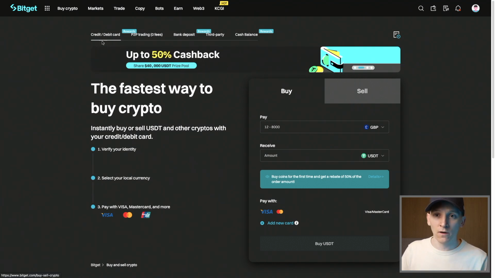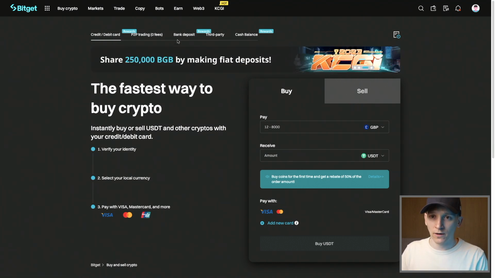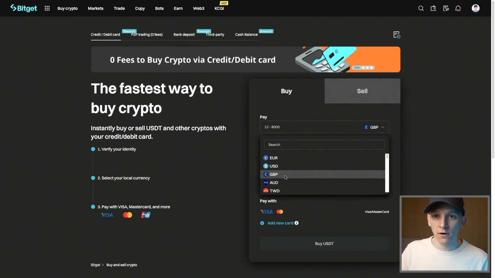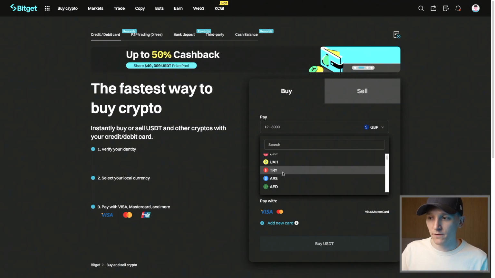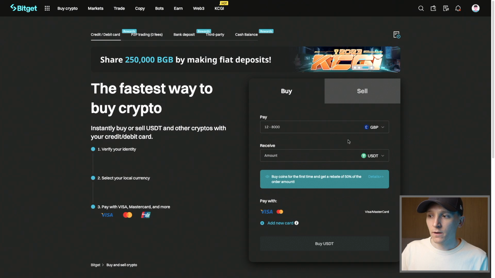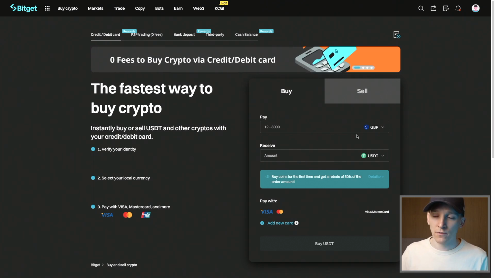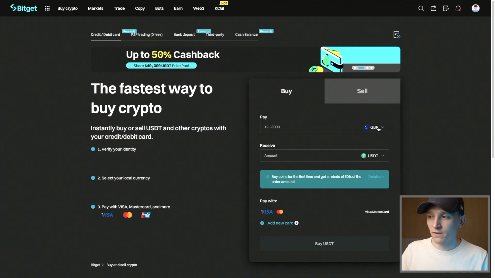There are 2 main ways to get money in and out of Bitget. The first is cards, so credit and debit cards, and the other is bank deposits. Credit and debit cards can be very convenient, and you get a lot more fiat currency options here. So you get dollar options, and you can see all of these options right here. So there are many. However, cards are the most expensive way to get fiat currency in and out of crypto platforms. The card processing fees are very high.